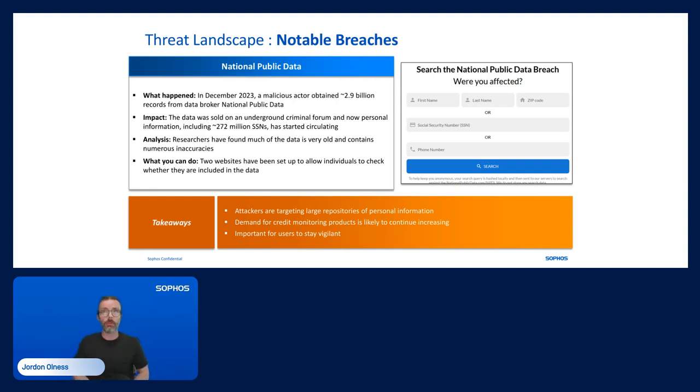Okay, starting off in notable breach territory. The big one getting all the headlines this month: National Public Data. Back in December of last year, a malicious threat actor got access to National Public Data's internal database and records, and was able to exfiltrate about 2.9 billion records on people from the United States. There were some incorrect headlines describing that 2.9 billion Americans had their data exfiltrated. There aren't that many Americans, just 2.9 billion records.